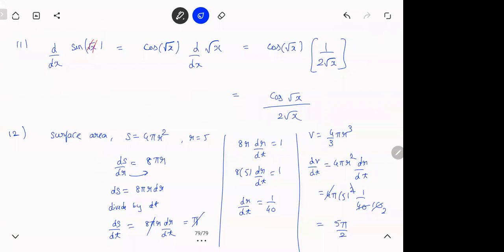Normally the question would have been: rate of change of radius is 1 by 40, find the rate of change of volume and rate of change of surface area. This would have been given, and they would ask you this and this. It becomes a little reverse. I gave you the rate of change of surface area. From there you need to find the rate of change of radius, use that, and finish it off. That's the 12th one.